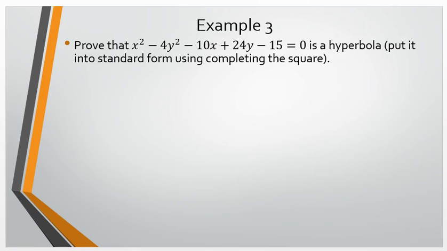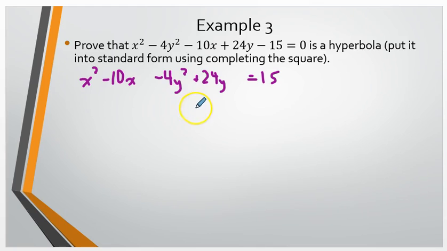So here's the example we'll be practicing with. First, I do want to group together the x's and the y's. So I'm going to take my x squared and my negative 10x, put those next to each other. And then I'm going to have my negative 4y squared and my positive 24y. But the negative 15, the number that's by itself, I'm going to move that to the opposite side.